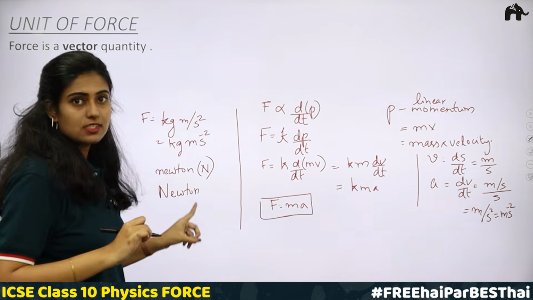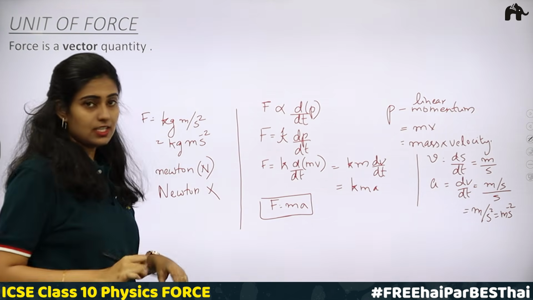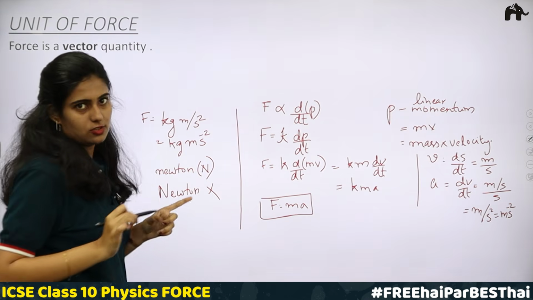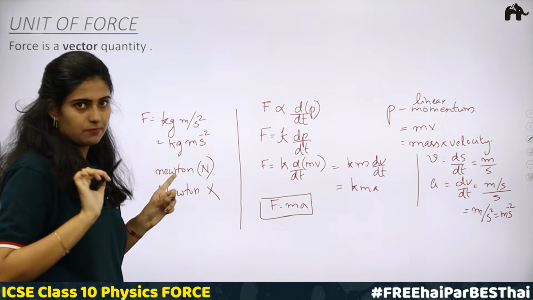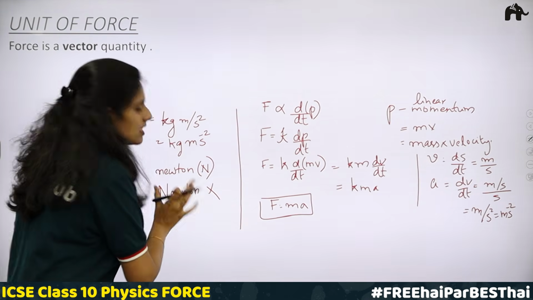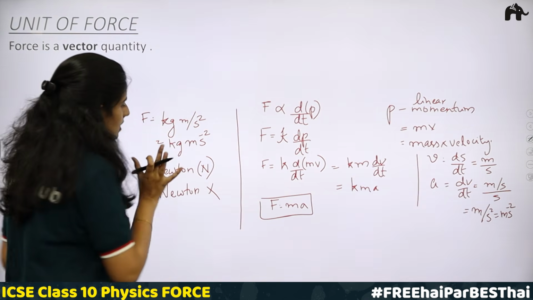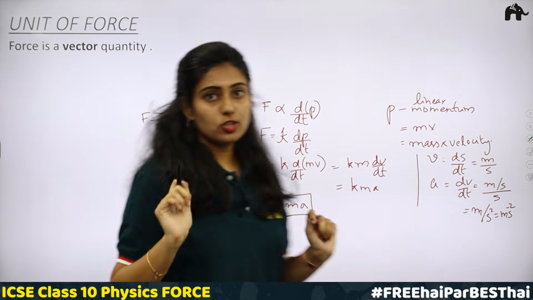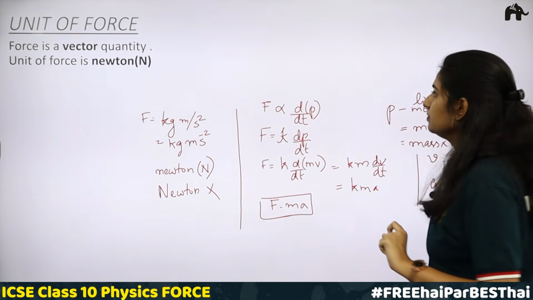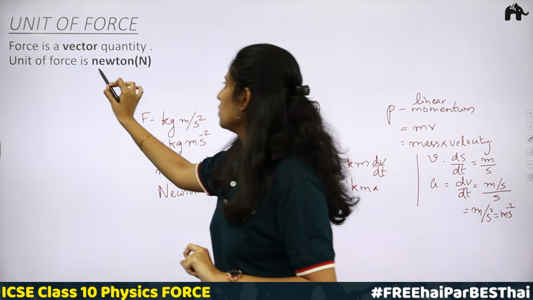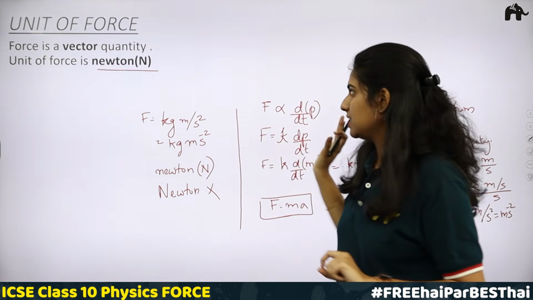Newton. This is the wrong way of writing. This is how you will write a unit. The first letter should be a small letter. This means it is the scientist's name and this is a unit. What is the unit of force? The unit of force is Newton, represented as capital N.